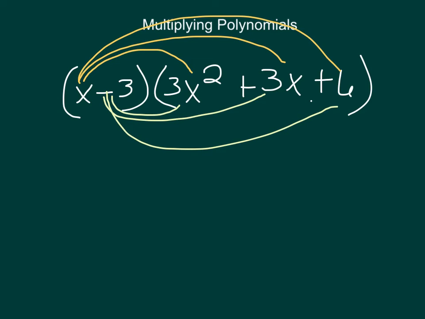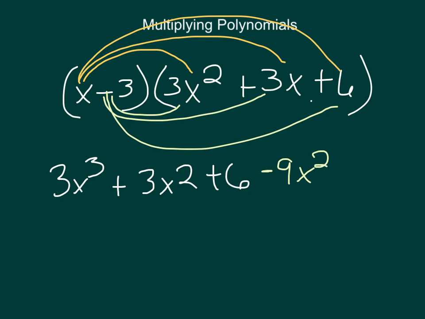So we're going to take x times 3x squared. So that's 3x cubed. X times 3x, 3x squared, x times 6. And then we're going to do the multiple times 3. Negative 3 times 3x squared, negative 9x squared, negative 3 times 3x, negative 9x, and negative 3 times 6, negative 18. We've got a little bit more combining to do here.